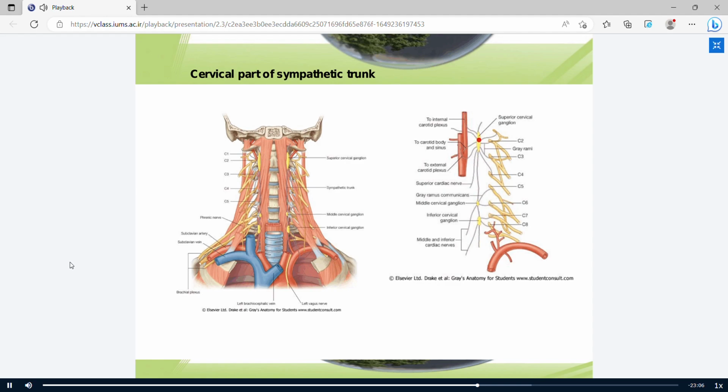The superior cervical ganglion has different branches, for example, a cardiac branch, a spinal branch, a branch for the carotid body, carotid sinus, and a branch for the carotid artery. But the middle and inferior ganglia have just a spinal branch and a cardiac branch.